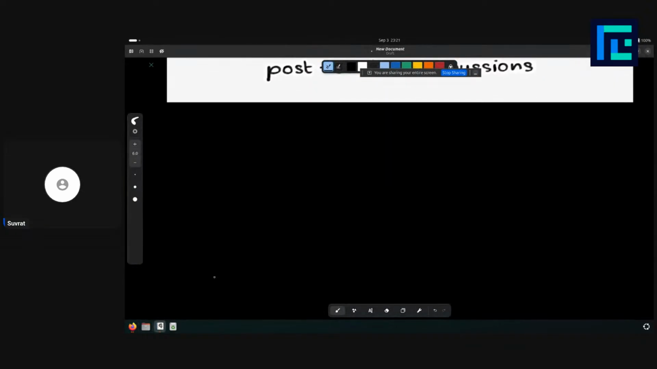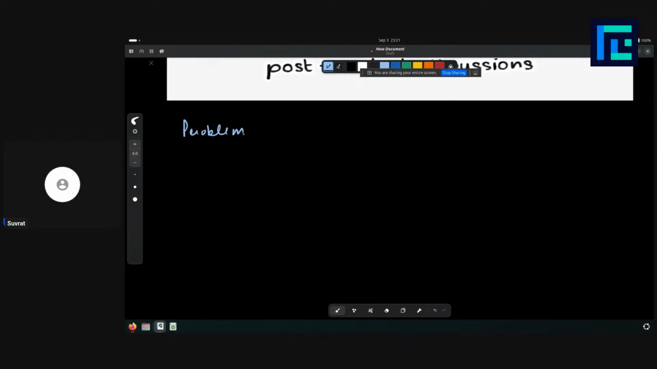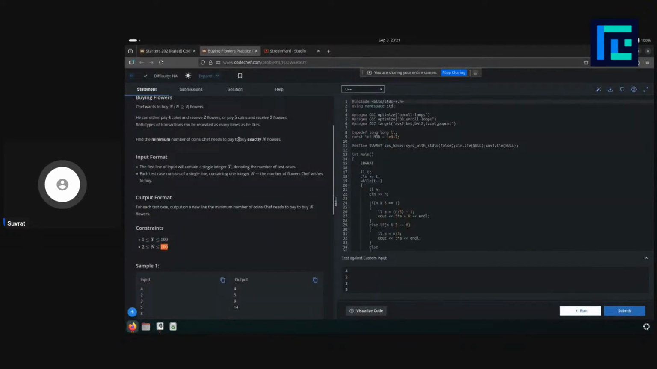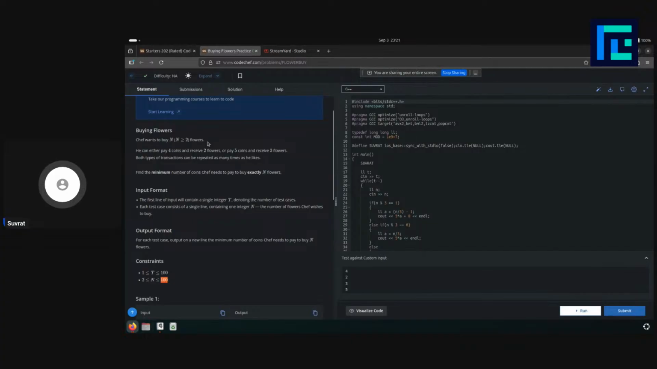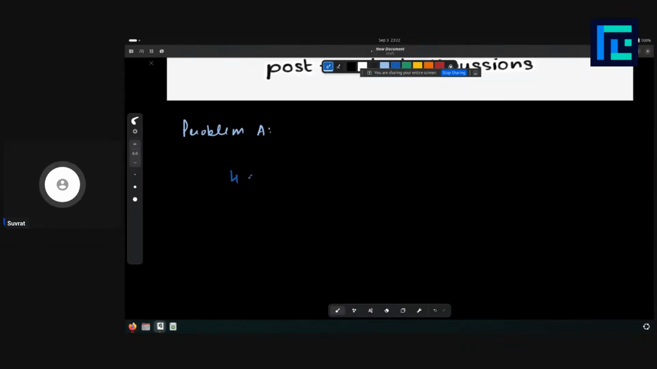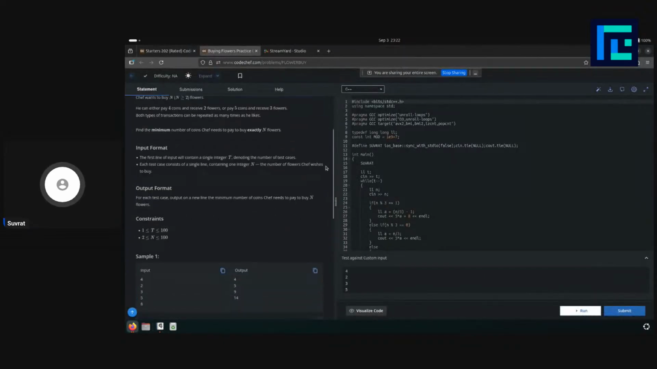So basically, for problem A, we need to buy n flowers, and we can do two types of transactions, which are 4 coins for 2 flowers and 5 coins for 3 flowers. So let's see the test cases.